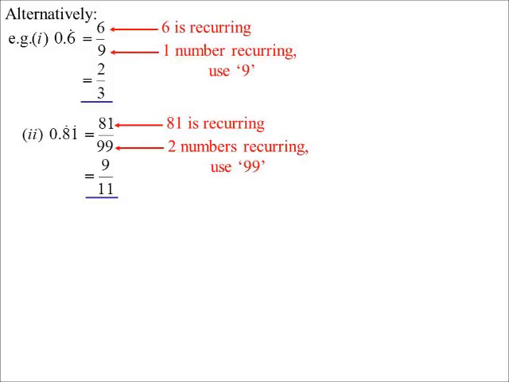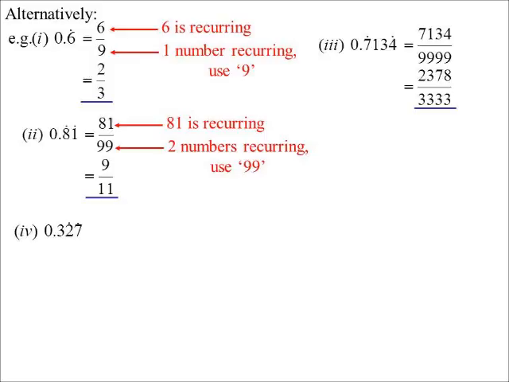9/11ths. So if I had 0.7134 and all the numbers are repeating, then the answer is 7,134 over 9999. We don't have to do this long piece of algebra. We can just look at it and go, that's the answer. Does that simplify? Oh yeah, of course. I'm sure you spotted that. 2378 over 3333.